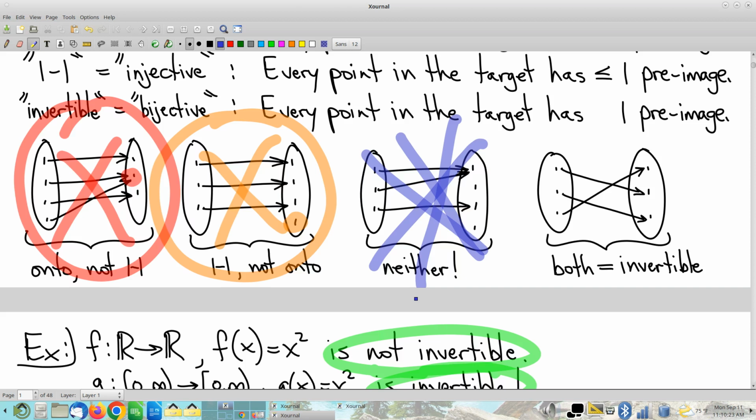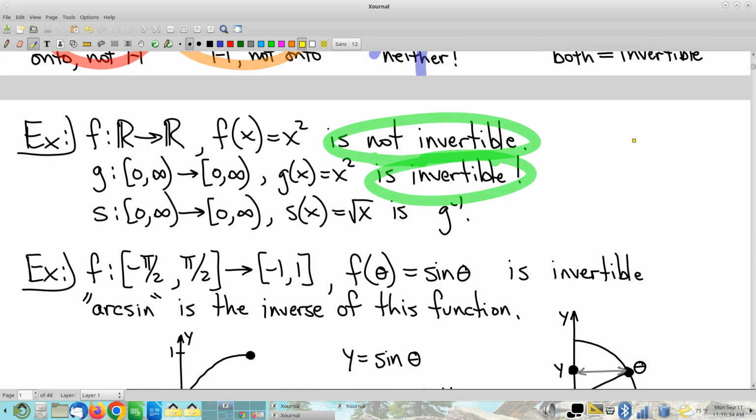And what you really need is something like this. Injective and surjective. Every output has exactly one input. That allows me to define an inverse. So notice now we can see why all this stuff over here is important.